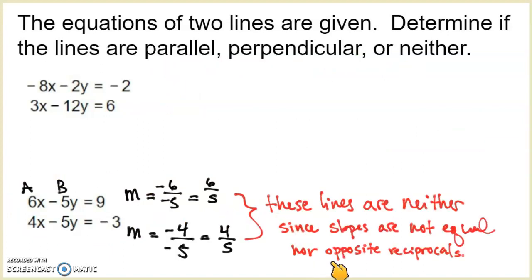So you should have gotten that they were neither, because the slope of the first one is 6/5 and the slope of the second one is 4/5, and those are definitely not equal, nor are they opposite reciprocals, nor if you multiply them together do you get -1. So they don't meet the condition for parallel, they don't meet the condition for perpendicular, so we would say that the lines are neither parallel nor perpendicular.